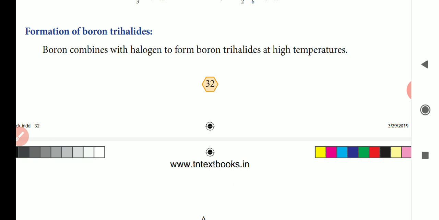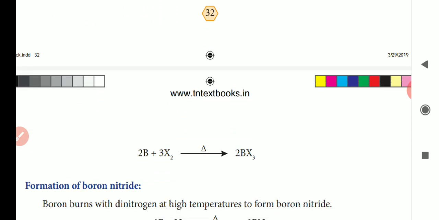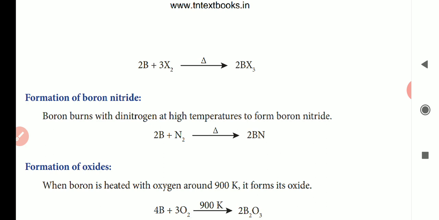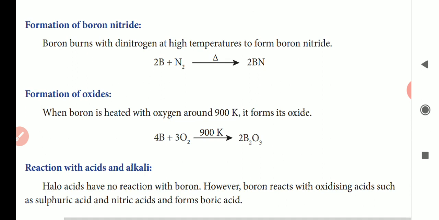Boron reacts with the halogens, fluorine, chlorine, bromine, to produce boron trifluoride, boron trichloride, boron tribromide and boron triiodide. These reactions are carried out at very high temperatures. Boron combined with fluorine, chlorine or bromine produces boron trihalides. Because boron has 3 valence electrons, its combining capacity is 3, as we know.